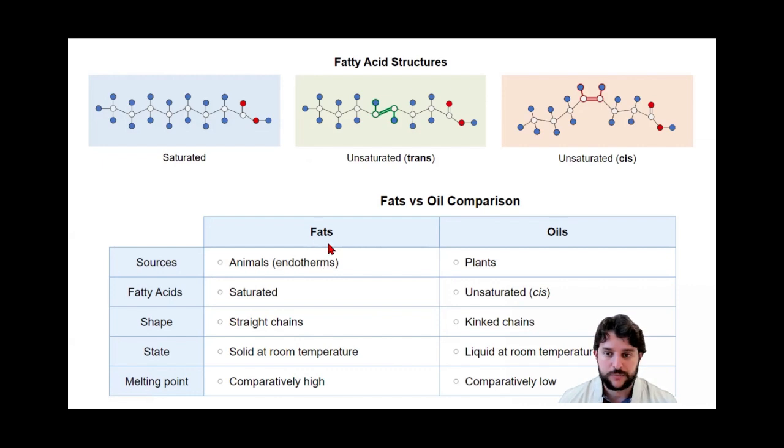So the fats are typically found in animals, like animal fats such as butter or found in meat. They're saturated, they have straight chains, and they're solid at room temperature. Why are they solid at room temperature? Because they can pack compactly against one another and stay together as a solid.